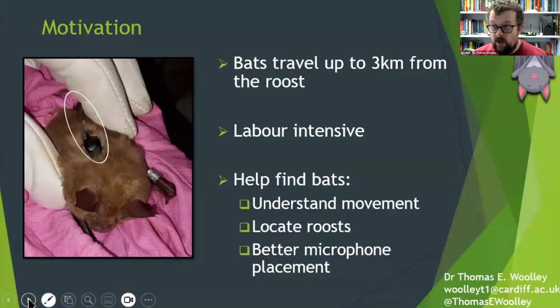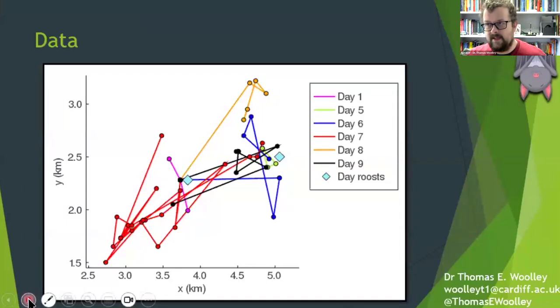Tracking the bat even when you have got it attached is very difficult. And also the battery life of these things is very short because they have to be so small and light. So just working with this data is very, very difficult. But what does it look like? This is the kind of data we have.